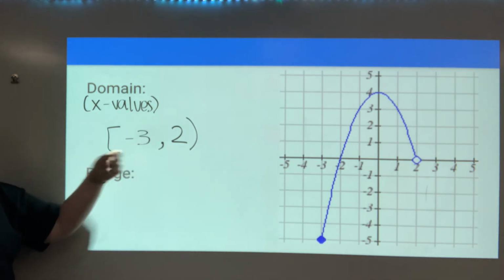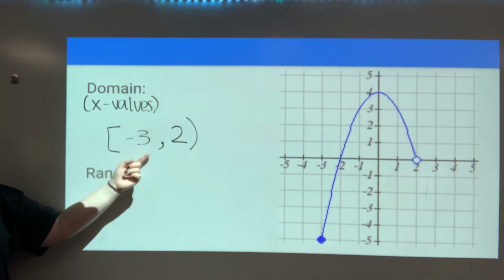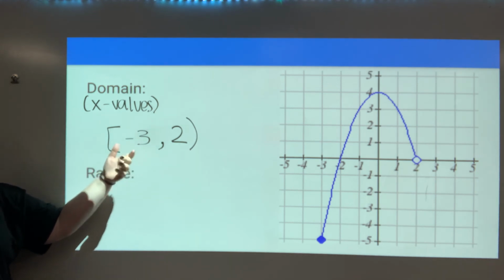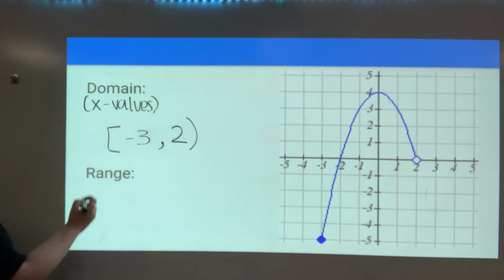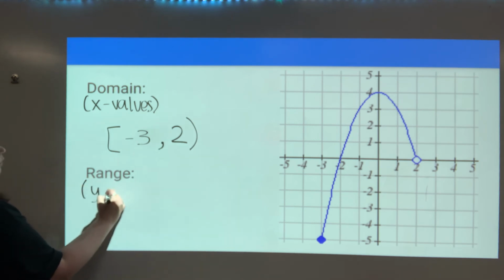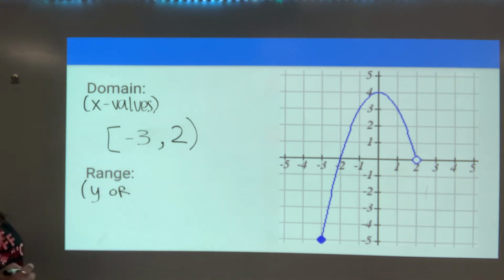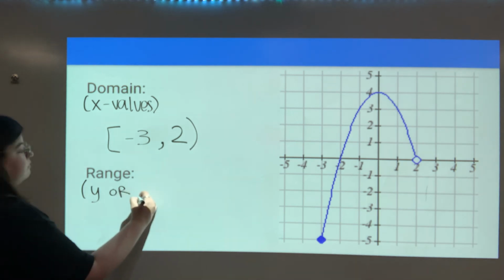Between -3 and 2, 0.5, right? What are other numbers? -1/4, that's in between -3 and 2. So those are all numbers that you could find on that function. Let's move on to our range. A range, again, is our y or our f of x values.